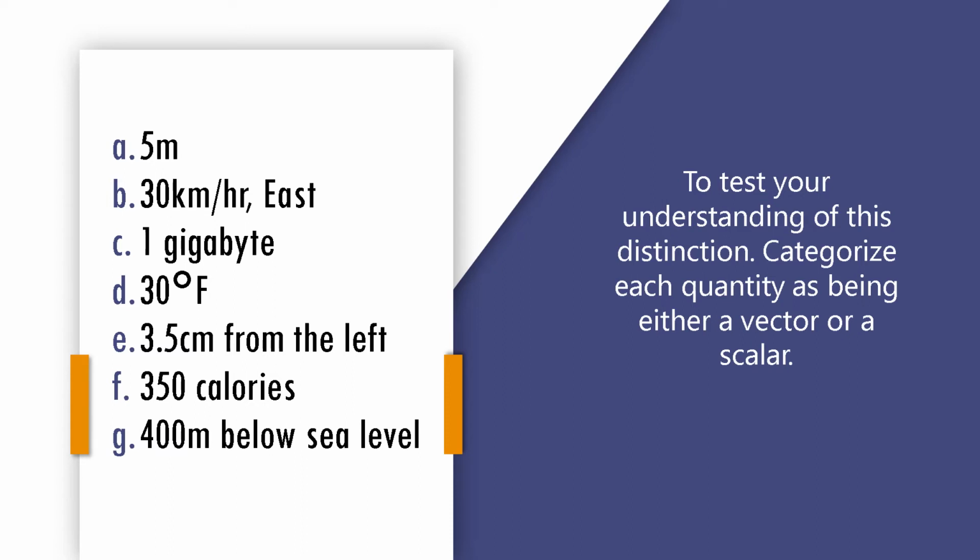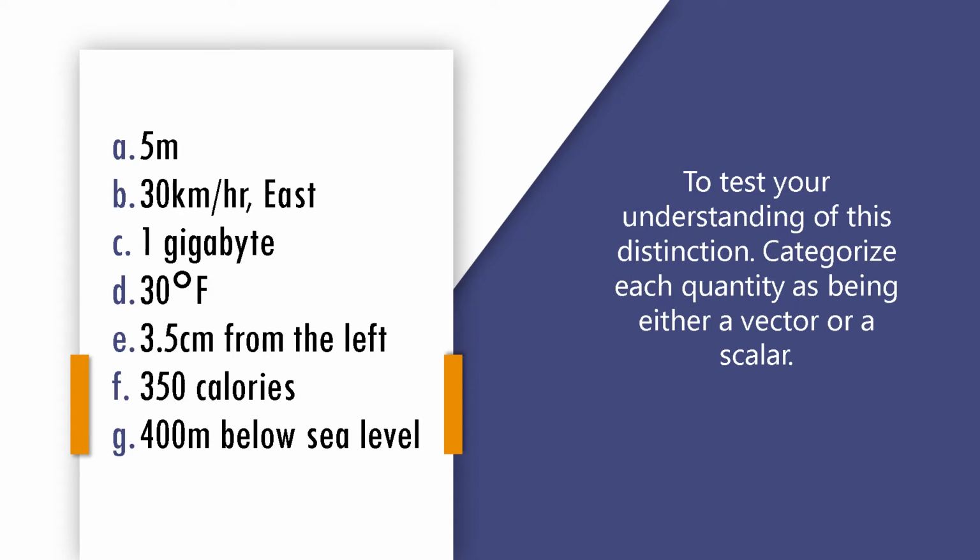So that is a scalar quantity because it does not show direction. How about letter B? 30 kilometers per hour east. So that is a vector quantity because it shows direction. And by the way, this type of quantity is used in weather forecasting.